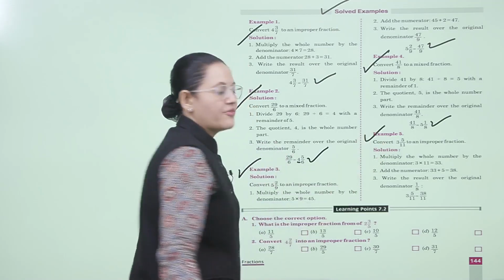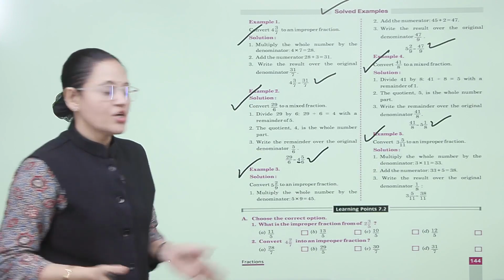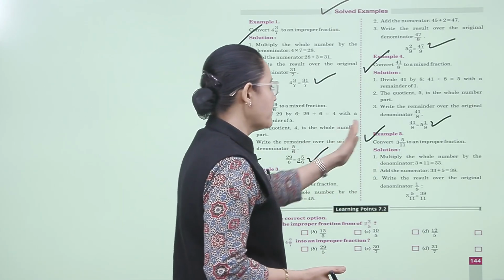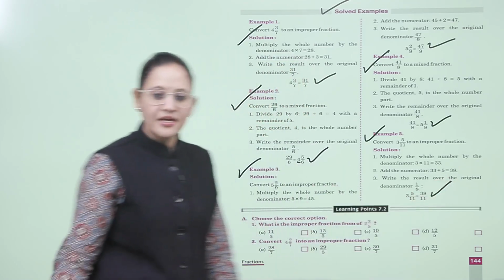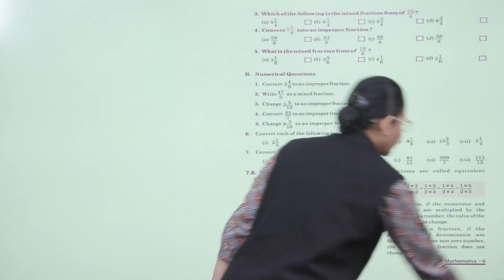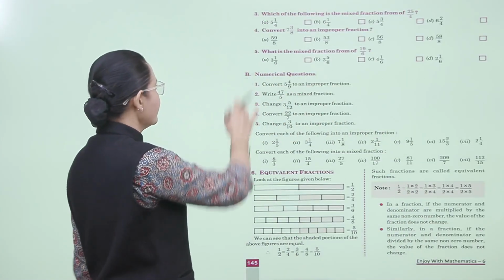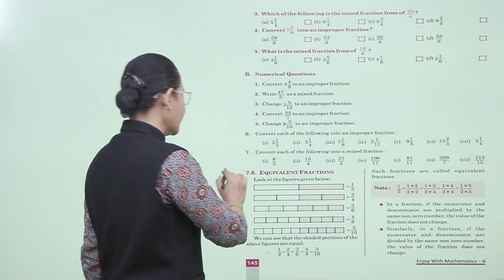Next example, we have to convert 3 5/11 into an improper fraction. So 11 3s are 33 plus 5, that is 38. 38 upon 11. Clear? Next, learning point 7.2. Practice all the questions given in the exercise. These questions are for your practice.